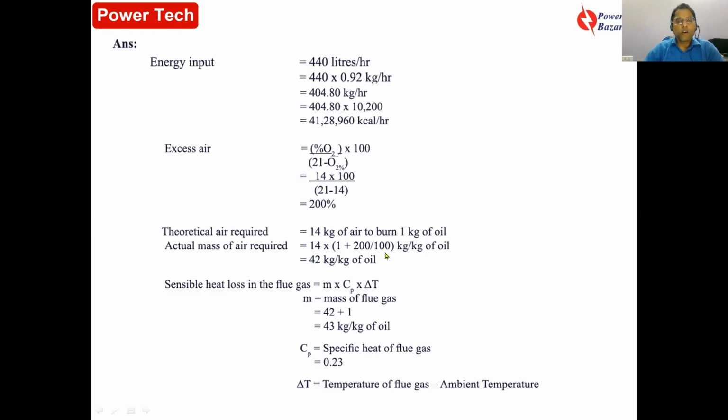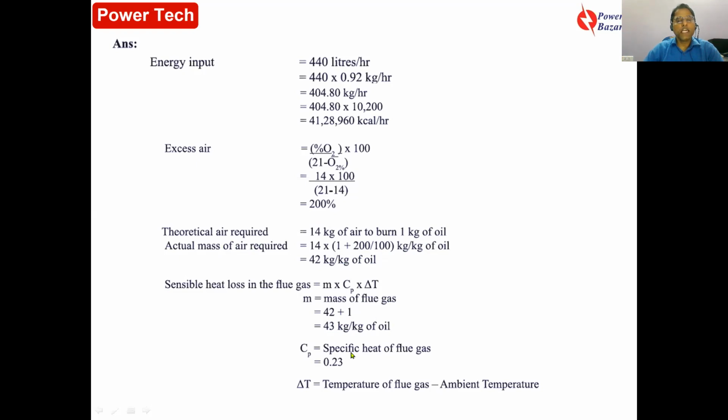Now from this we can find out the actual mass of the air supplied. Now what is the actual mass of the flue gas? This is the air. Flue gas will include fuel. Fuel has to be added. So what is the fuel? Fuel is 1 kg, because we are calculating on a per kg basis of oil. So fuel is 1 kg, 42 is the air. So what is the total mass of the flue gas? It is 43 kg per kg of oil.